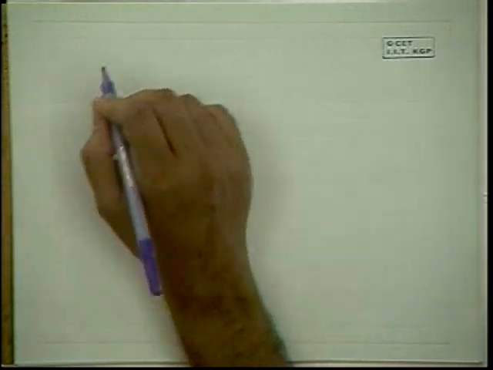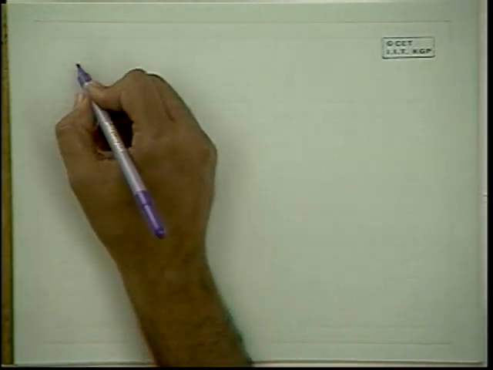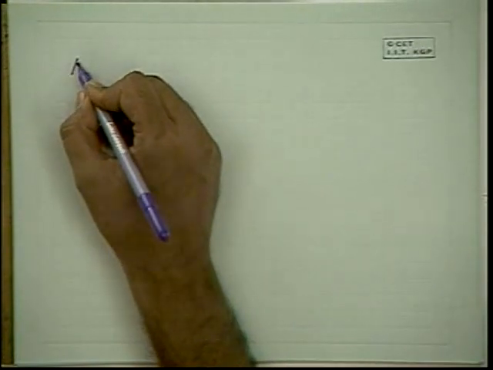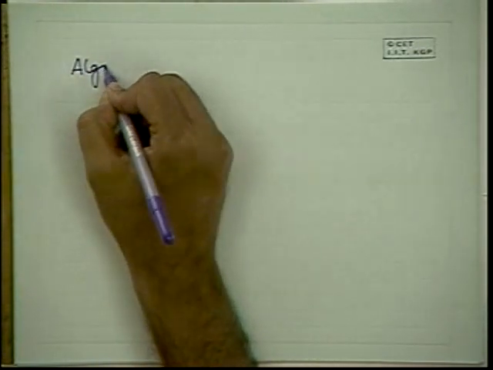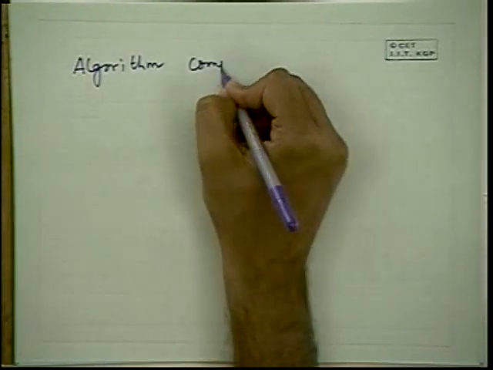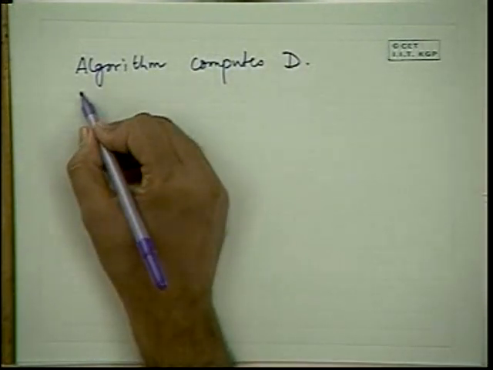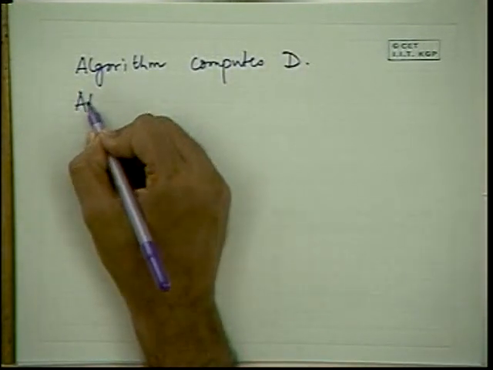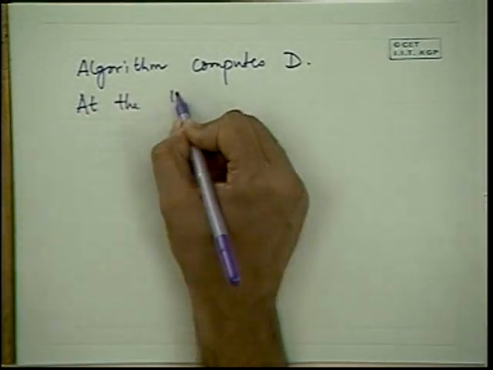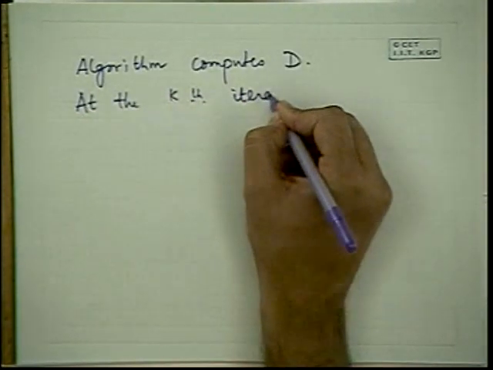Now the Floyd-Warshall's algorithm, the strategy is very simple. The algorithm computes the matrix D. How? It has several iterations. At the kth iteration, so this is the invariant.